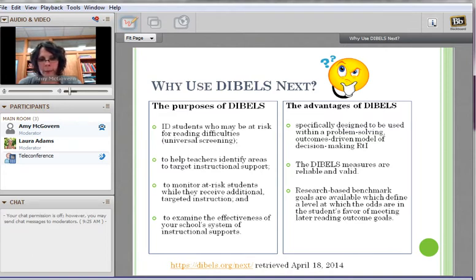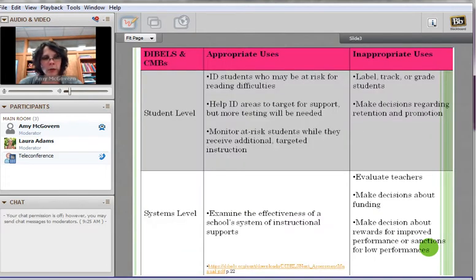The advantages, of course, are that it's specifically designed to be used with a problem-solving model like RTI, and the measures are valid and reliable. And we, of course, have research-based benchmarks, which I really appreciate, having that big normed sample to compare the students to, to see how we line up next to that larger normed sample.